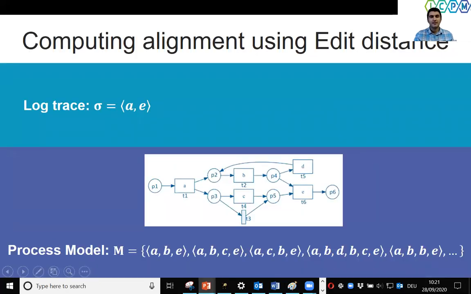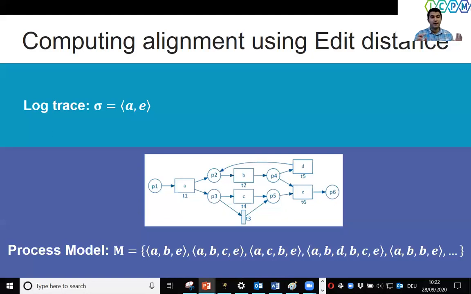We can consider a process model as a set of traces that can be replayed by the model. Of course, if there is any loop in the process model, it produces an infinite set of traces. For example, here you can see the corresponding set of traces for the given Petri net. To compute the alignment of each trace in the log with the model, we should first find the most similar trace in the model to the log trace, and afterward we compute how these two traces differ from each other.